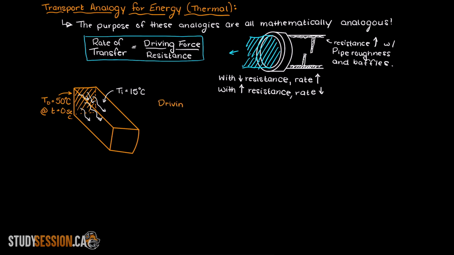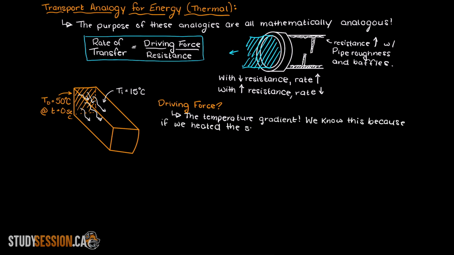So, what will our driving force be in this example? Well, in this case, it is going to be the temperature gradient. If our side was heated to 100 degrees instead of 50 degrees, it seems almost obvious that the bar will heat up much quicker, right?